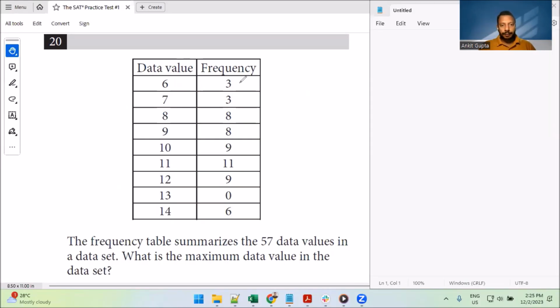Some data values and their frequencies are given to us. The frequency table summarizes the 57 data values in a data set. What is the maximum data value in the data set? So the values are already in the ascending order, and we can see the maximum value is 14. So answer will be 14 in this case.